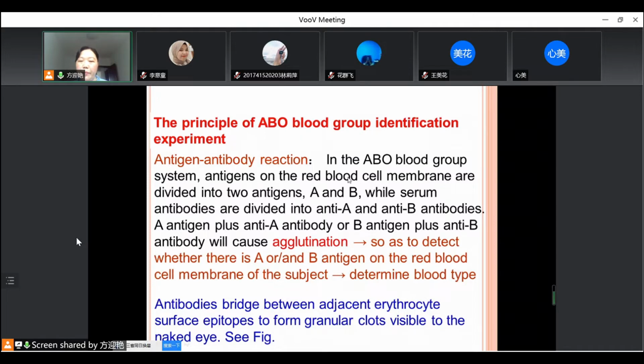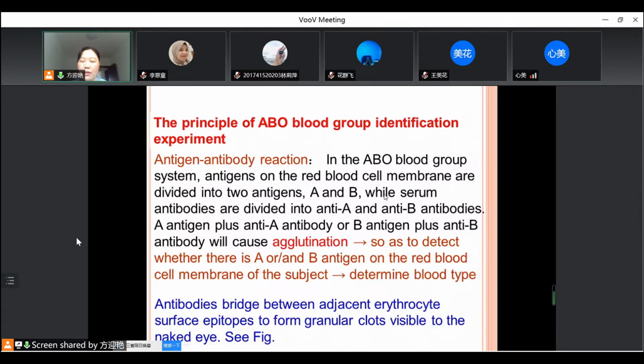In the ABO blood group system, antigens on the red blood cell membrane are divided into 2 antigens, A antigen and B antigen, while the antibodies are divided into anti-A and anti-B antibodies. A antigens plus anti-A antibody, or B antigens plus anti-B antibody, will cause agglutination. So only the same type of antigens and antibodies can bond and lead to red blood cell agglutination.